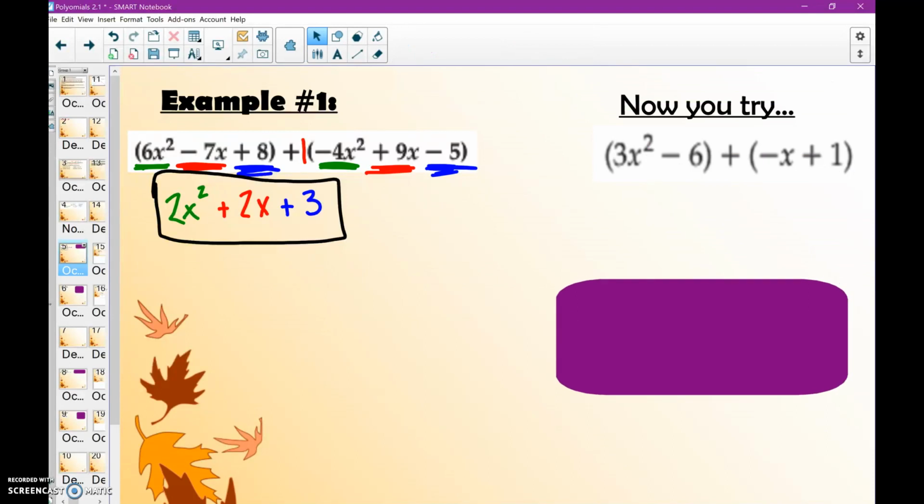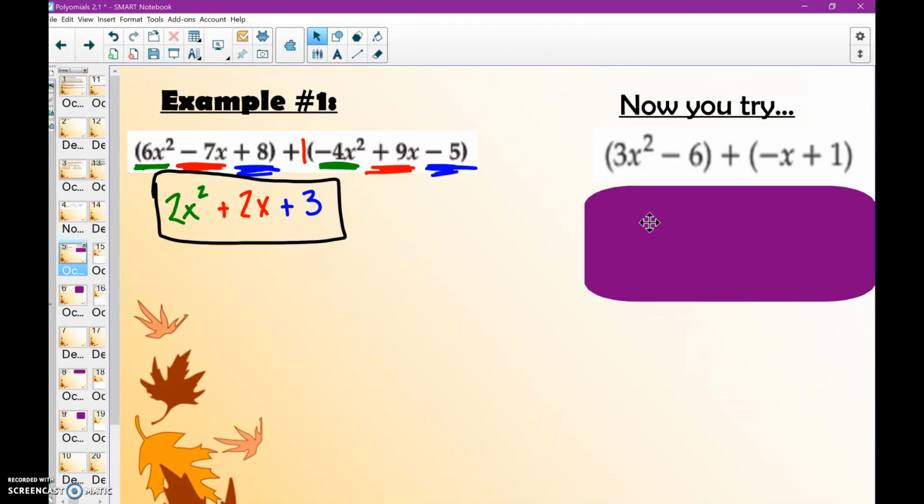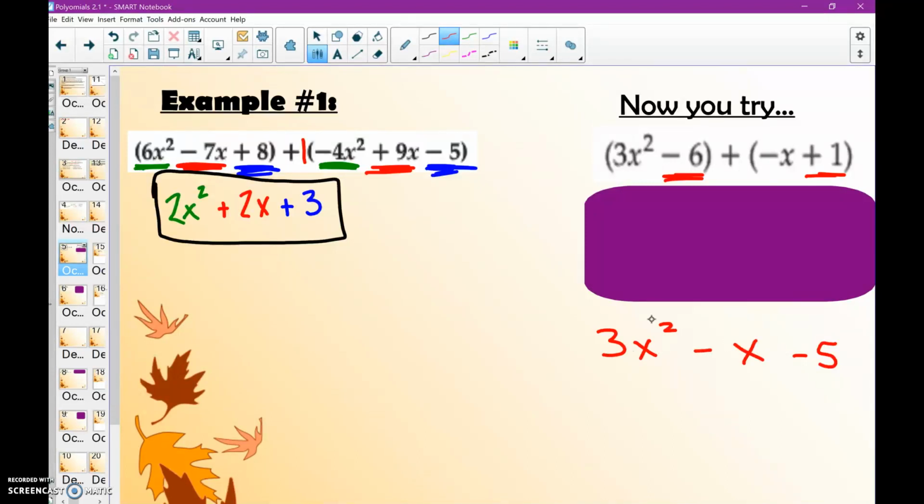Okay, go ahead and try this one, which is right next to it. I'm going to put the answer there in just a minute. But you should pause and try it on your own. All right, answer to this one. Only like terms are negative 6 and positive 1. That makes negative 5. I'm going to put that at the end. 3x squared and negative x are not like terms, so you just write them out separate. Notice I did it in order. Highest exponent, next exponent, regular number at the end.